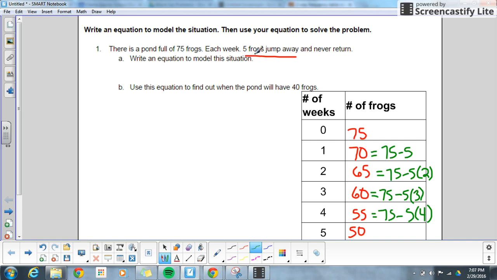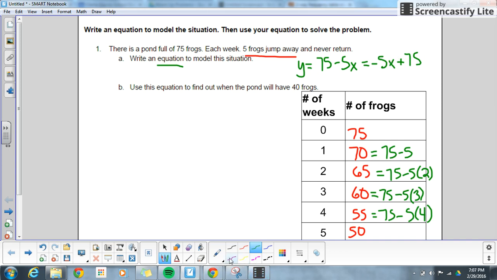So what we can do up here to write an equation to model this situation is y equals 75 minus 5 times x. Now sometimes we like to see the x term first before the constant, so I'm going to also rewrite that as negative 5x plus 75. Notice my 75 is positive in both equations, and my 5 is negative because it's losing.